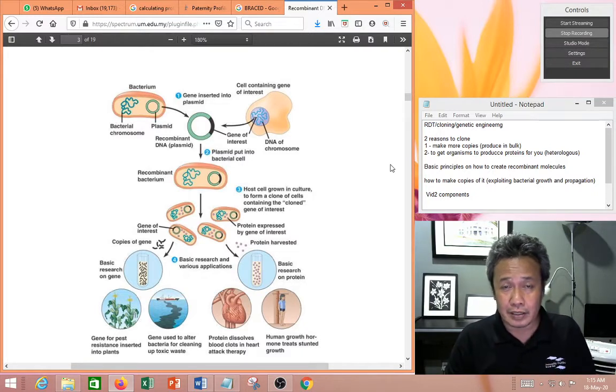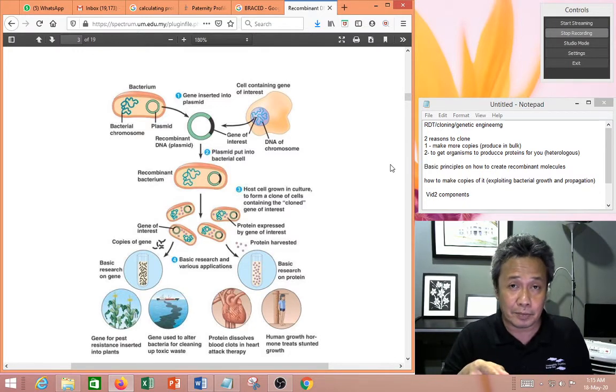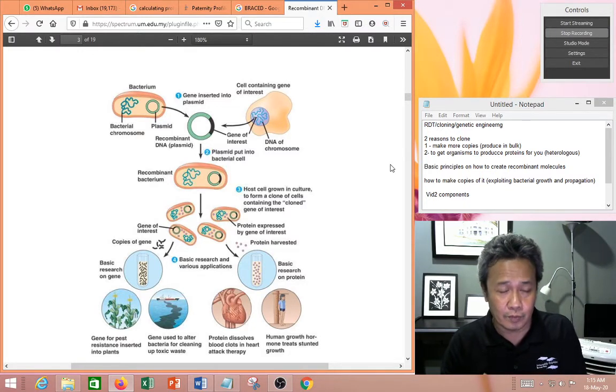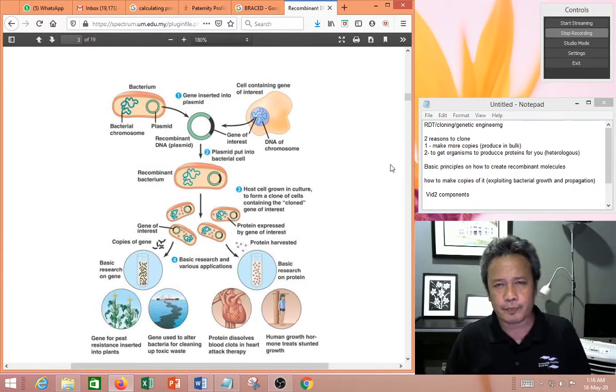You normally grow this in the presence of antibiotics. You make sure that your plasmid contains an antibiotic resistance gene. If it has ampicillin resistance, you grow the bacteria in the presence of ampicillin so that all other bacteria will die. Only bacteria that have your plasmid will be able to grow. Once you have that, you regrow them in bulk, because you want a lot more.